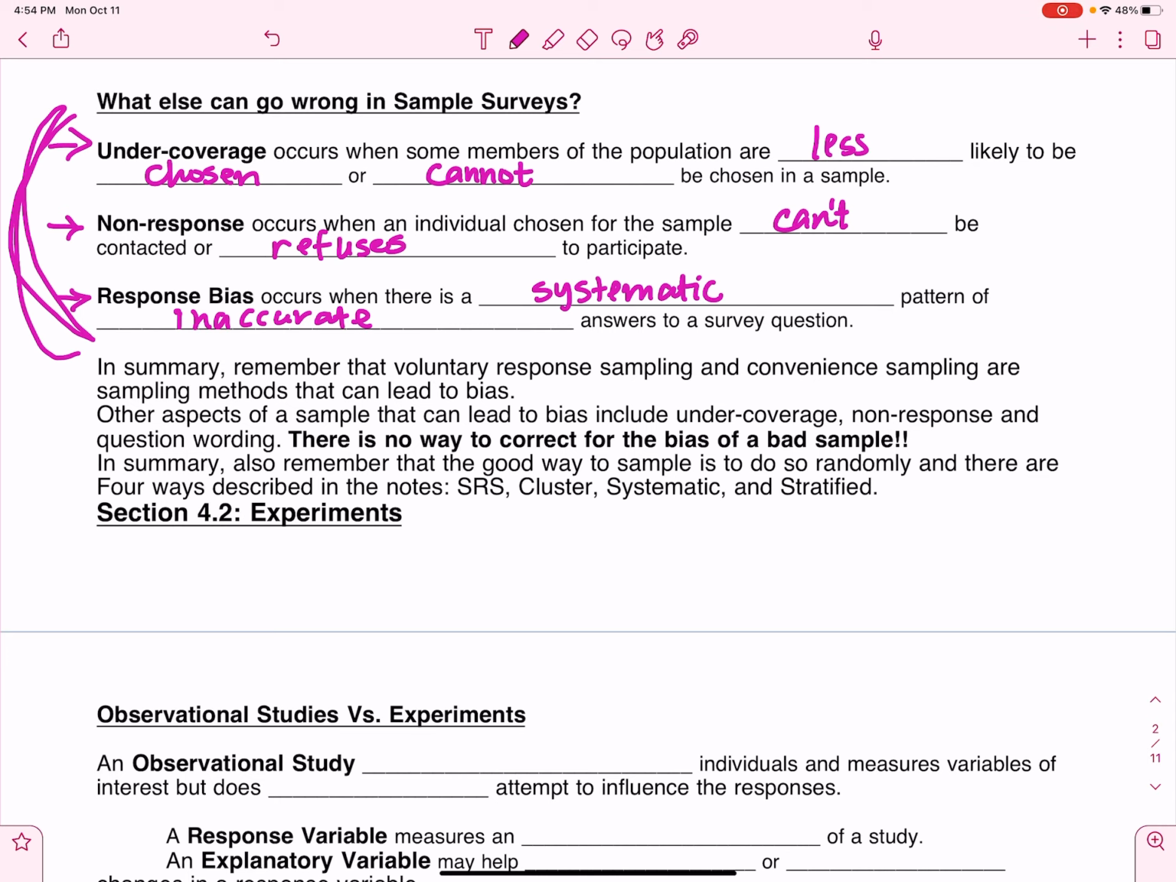All right. Please remember that voluntary response sampling and convenient sampling are methods that can lead to bias. It doesn't mean that we can eliminate bias completely if we sample well. It just means we can help to eliminate it as much as possible. All right, so keep in mind also that once we've collected data, there's no way to correct for bias if we've taken a bad sample. We have to scrap it and start over again. So always remember that the best way to sample is randomly. That's what we want.